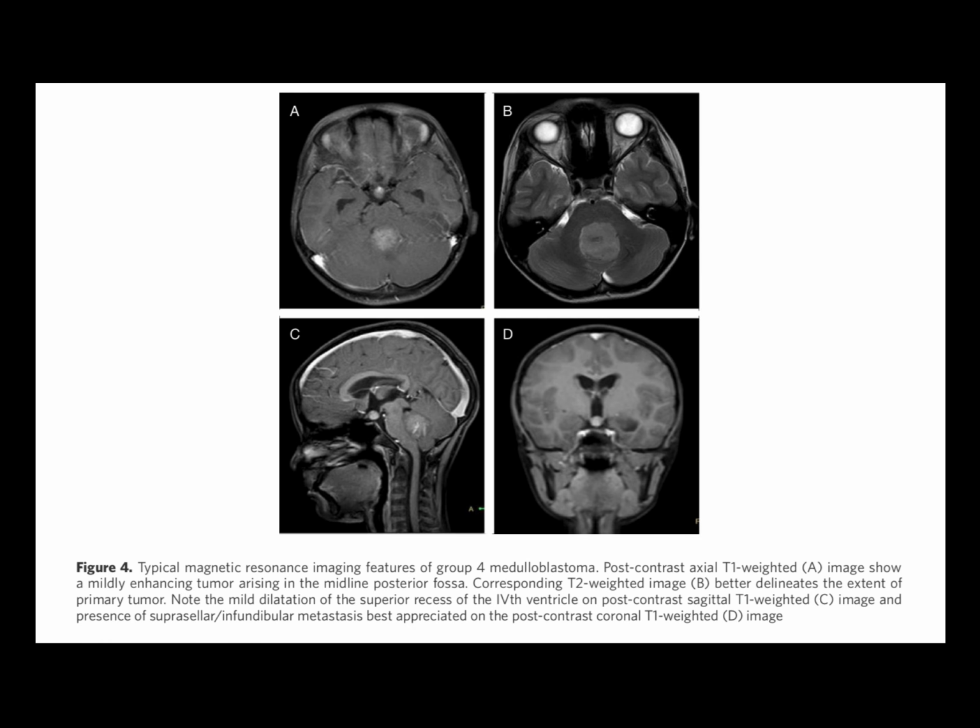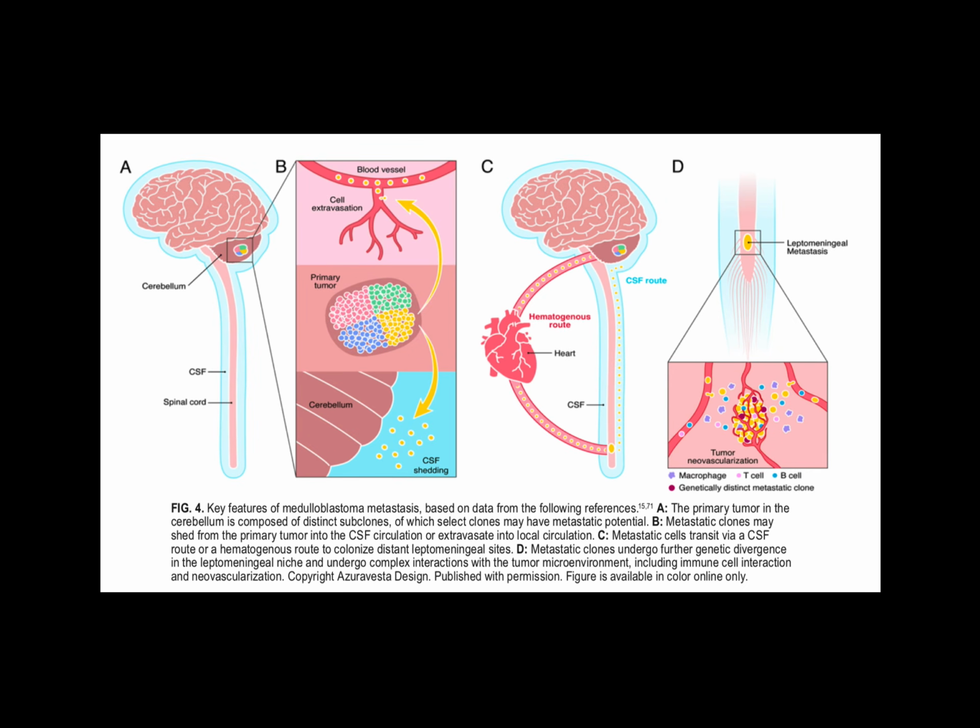This is again a classic case of group 4. You can see the classic location, midline, with faint enhancement, causing obstructive hydrocephalus as well. So this is a classic group 4 medulloblastoma. Coming to an important point, medulloblastoma metastasis: the primary tumor can go into the blood vessels as well as into the CSF, leading to metastasis to the spine.